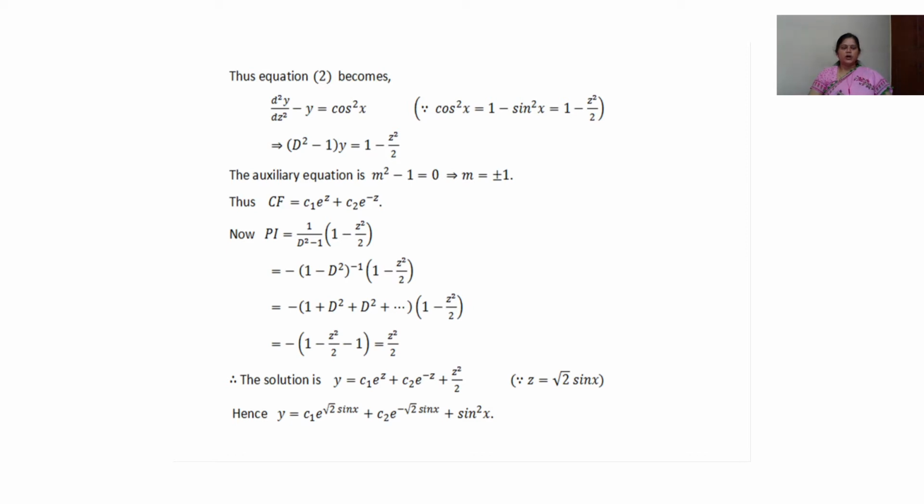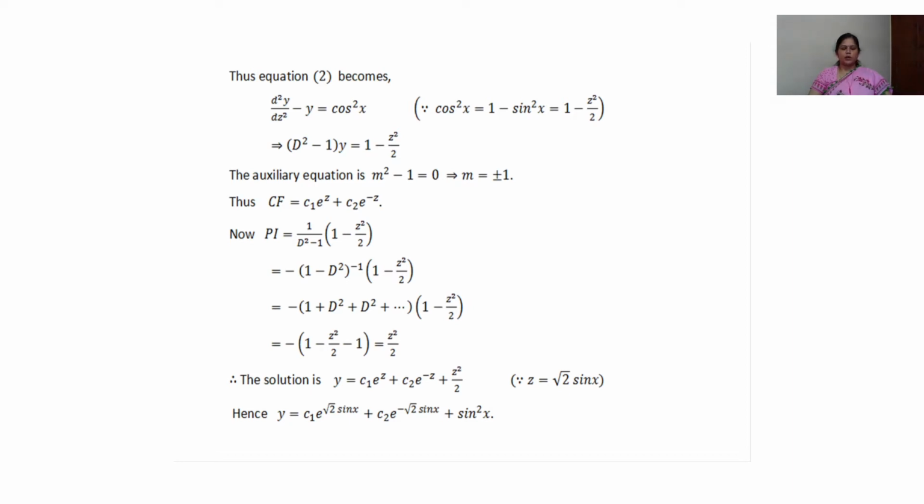So now we got the equation in the form of f(D) y is equal to f(x). That is a linear equation with constant coefficients. So from that f(D), we can write the auxiliary equation: m² minus 1 is equal to 0.